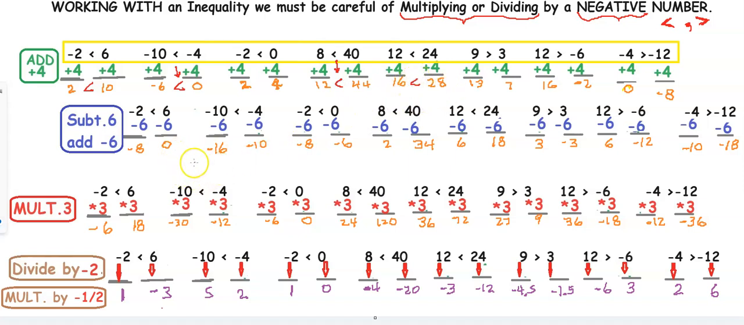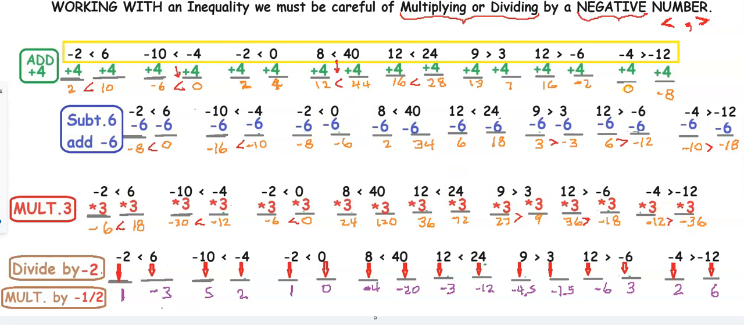We go down to subtracting. We still do not get any changes in the direction that the inequality points. 3 greater than negative 3, 6 greater than negative 12, and so on down the line. Same thing with multiply. Nothing changes. If it said less than when we started working with both sides, it stayed less than. If it said greater than, it stayed greater than. Negative 12 greater than negative 36.